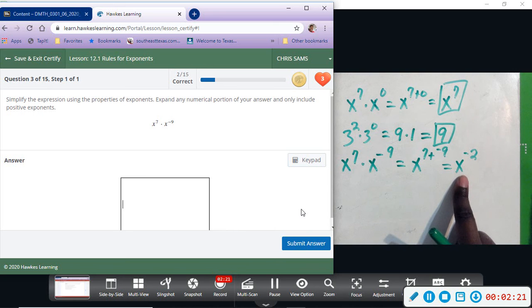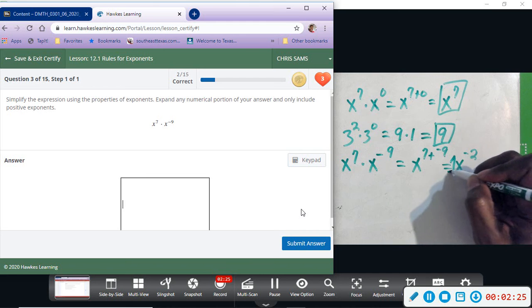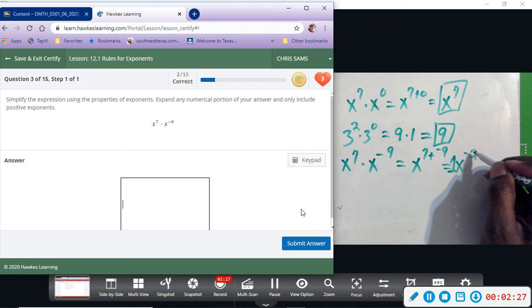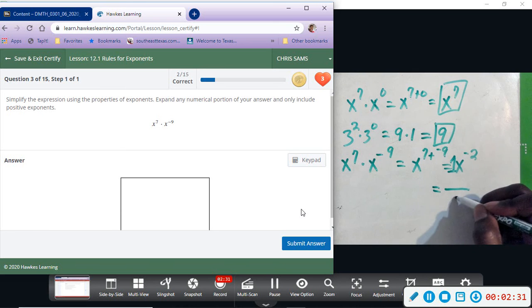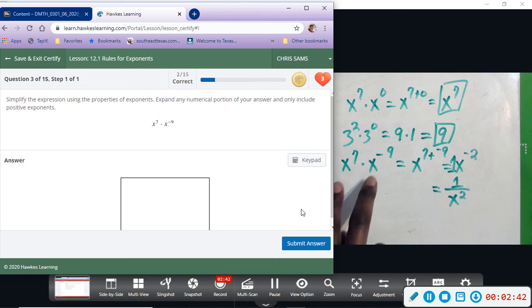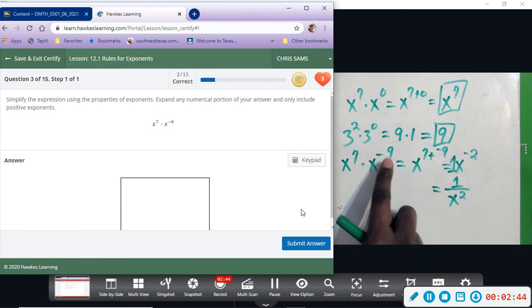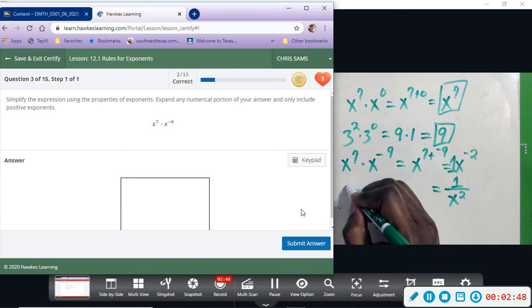We want to make this positive. You need to understand the coefficient of positive 1 is out front. So the x squared is going to get moved to the bottom, and it's going to become positive now, and that 1 will stay up top. So you get 1 over x squared. Okay.